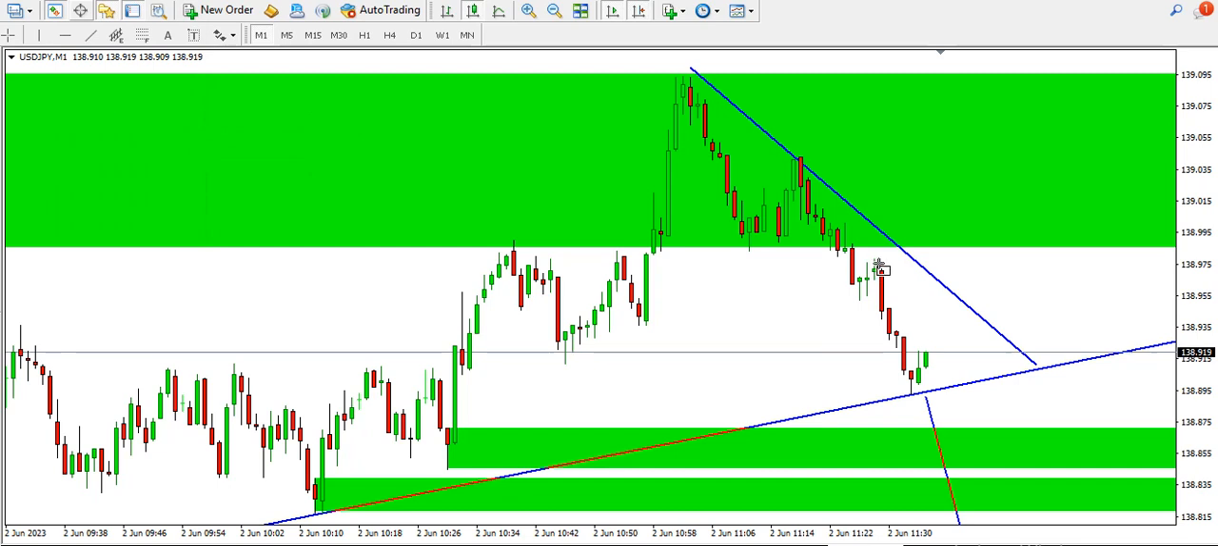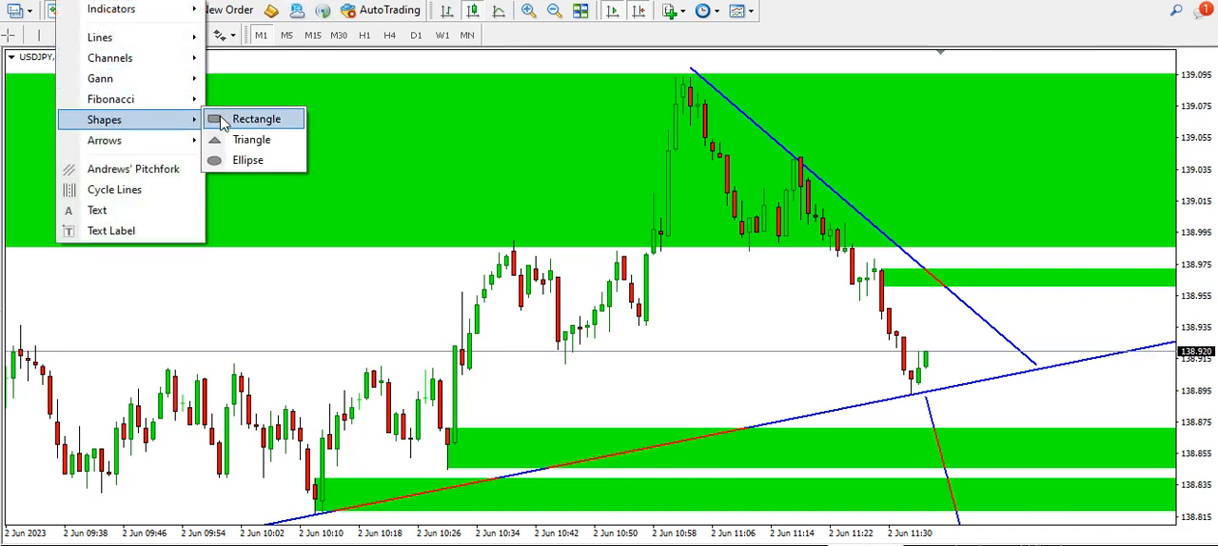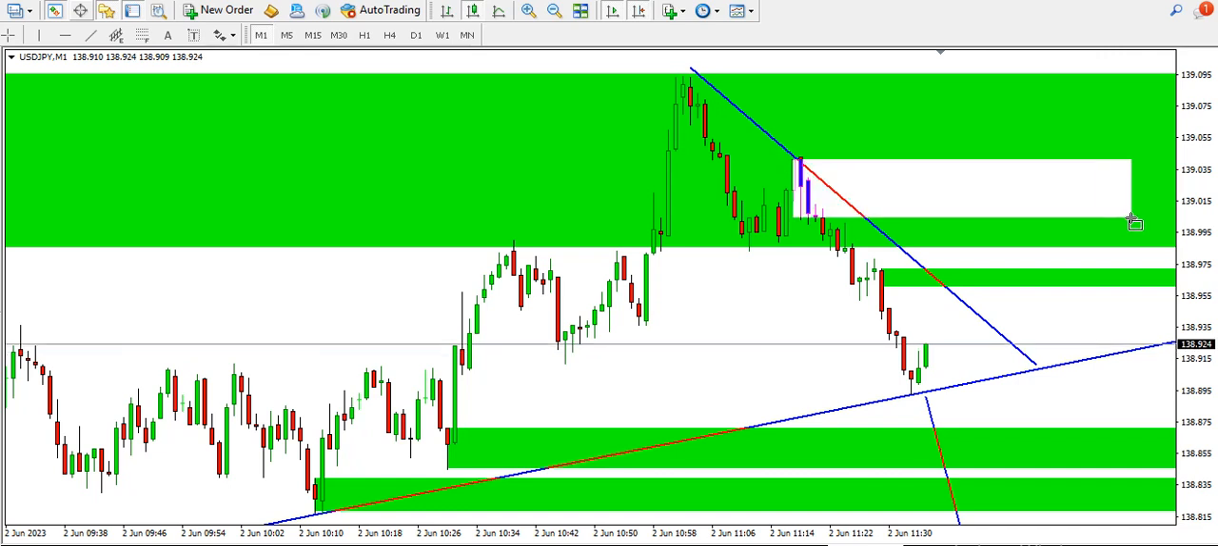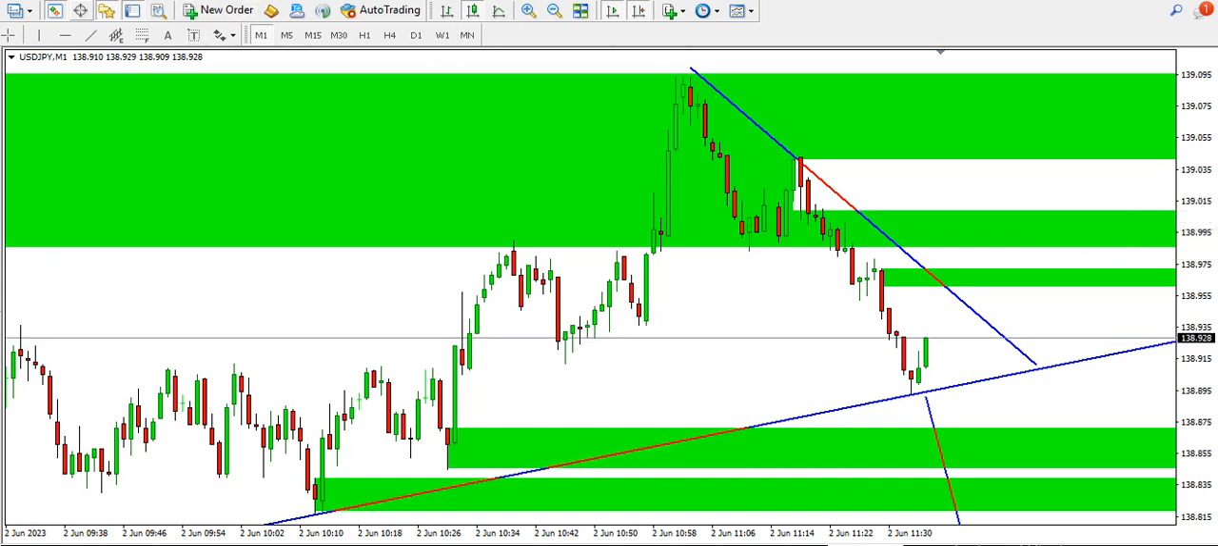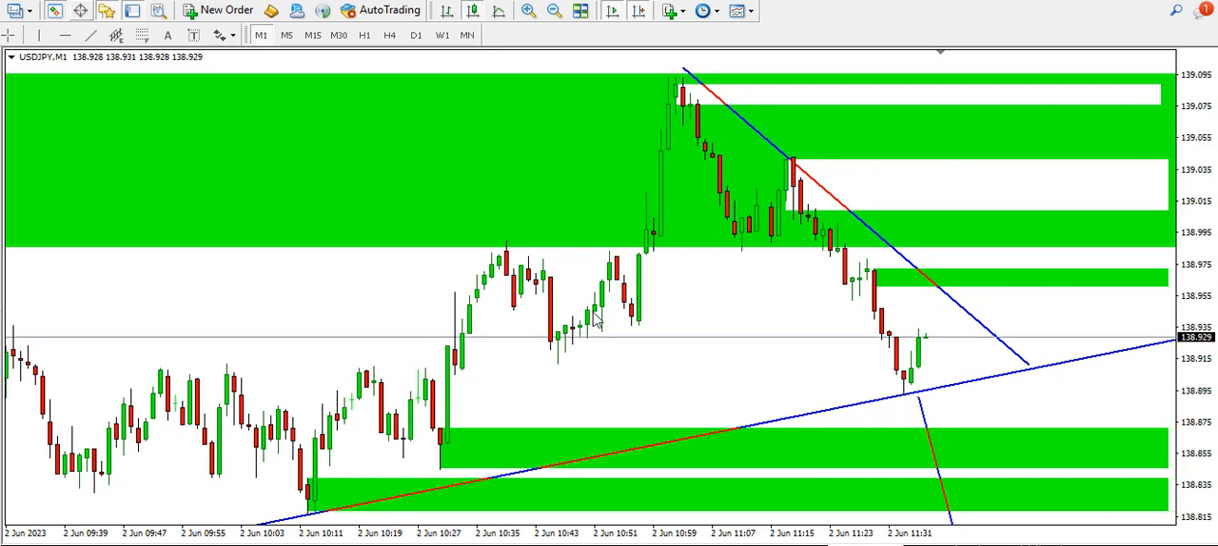With scalping, you might target the 138.96 level as your take profit. You might also target the upper order block around here, the 139.025 level, as your take profit. And then finally, you have another order block around here, which is the 139.085 level. So that's that for today's video.